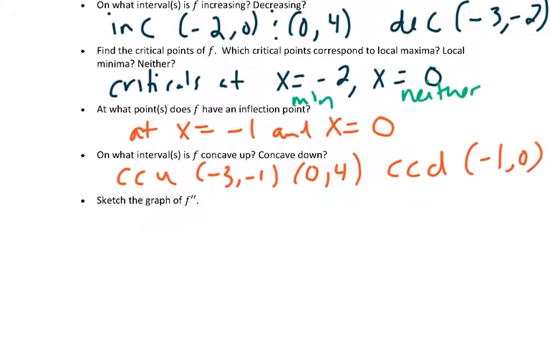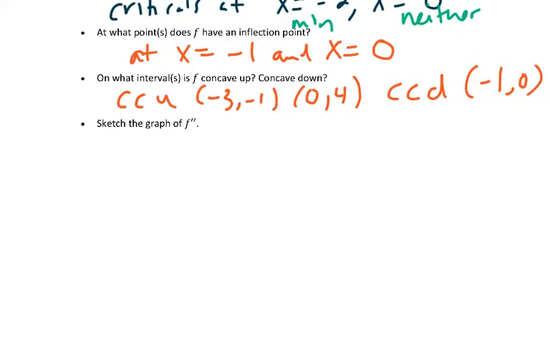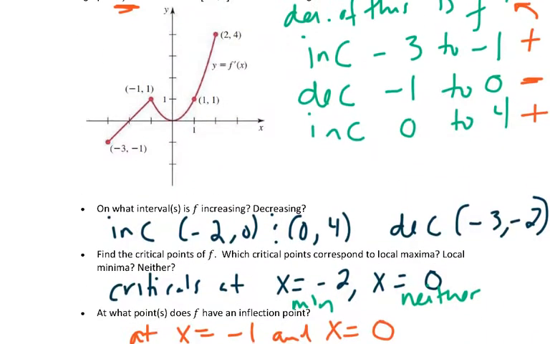Okay, let's try to draw the graph of f double prime. We had all that information about f double prime right there. It's positive from -3 to -1. It's negative from -1 to 0. And it's positive from 0 to 4.